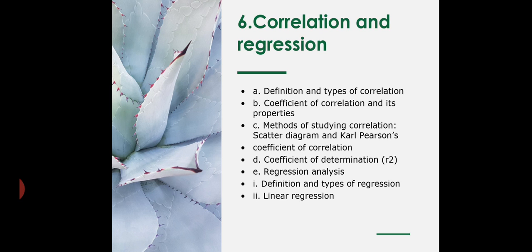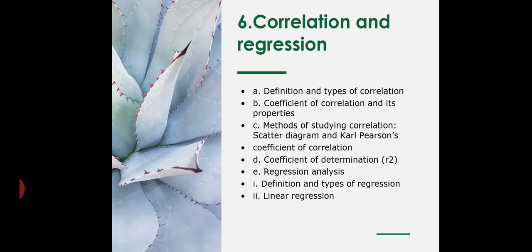Let's see chapter number 6, correlation and regression. In this chapter, first we see the definition of correlation, types of correlation, coefficient of correlation and their properties, and methods of studying correlation. There are two methods: scatter diagram and Karl Pearson coefficient of correlation. Then coefficient of determination, regression analysis, definition and types of regression, and linear regression.